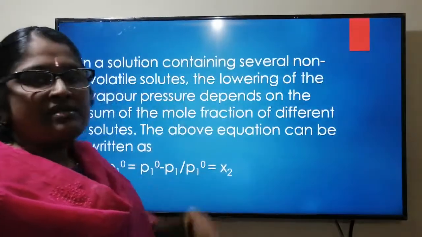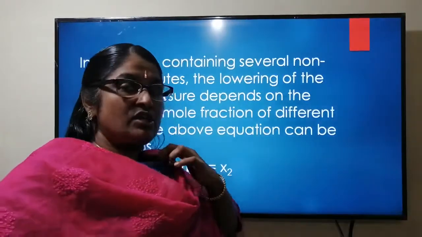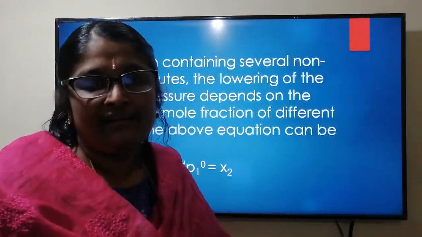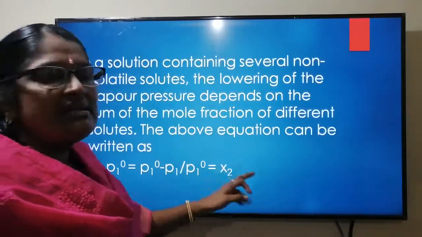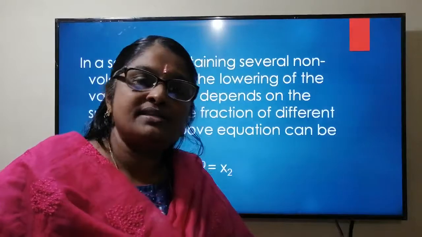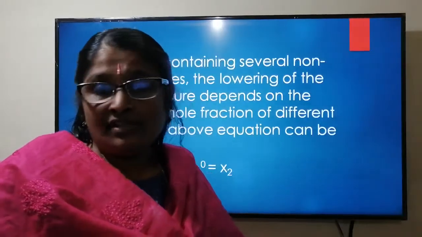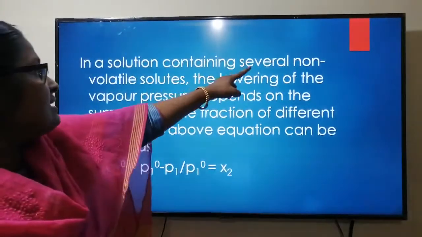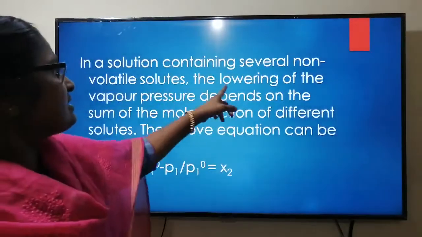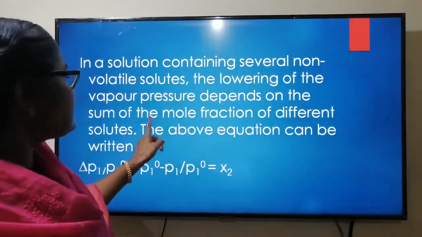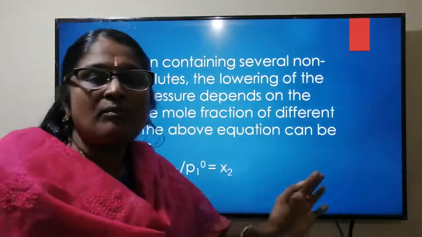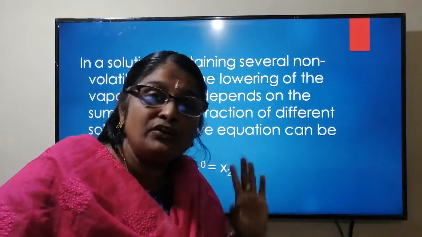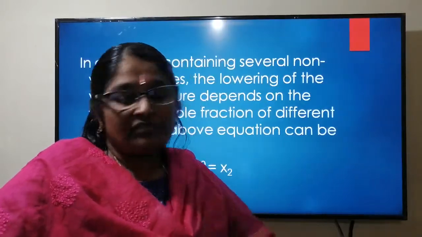Then, in a solution, suppose instead of one solute, many non-volatile solutes are added, such as sodium chloride, sugar, etc. In that case, X2 is the mole fraction of all the components added as solute. That is, in a solution containing several non-volatile solutes, lowering of vapor pressure depends on the sum of the mole fractions of the different solutes. So in this case, X2 is equal to the sum of the mole fractions of all the solutes, not the solvent, but the sum of the mole fractions of all the solutes. Hope it is clear.